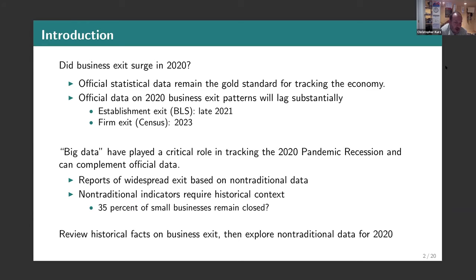It's important to revisit something we all know, which is that this big data, this non-traditional or alternative data, has played a really critical role in tracking the pandemic. In a lot of cases, it can complement, not replace, official data. There have been a lot of reports of widespread exit based on these non-traditional data sources.